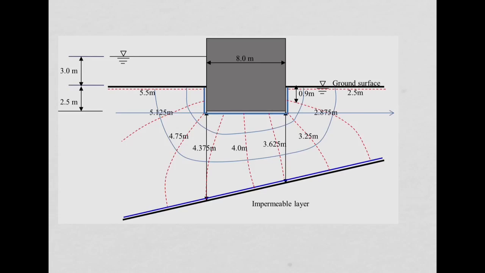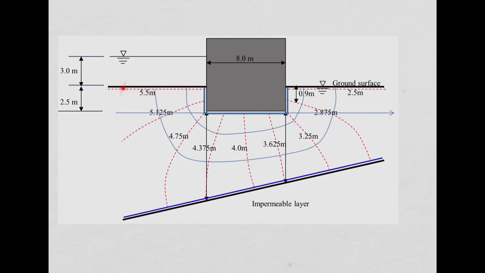Then what is the total head here? For this equipotential line, the elevation is 2.5, because this is the datum, plus the pressure head, which is 3. So the total head here is 5.5. For the exit equipotential line, we have an elevation of only 2.5, and no pressure head, so the pressure head is 0.